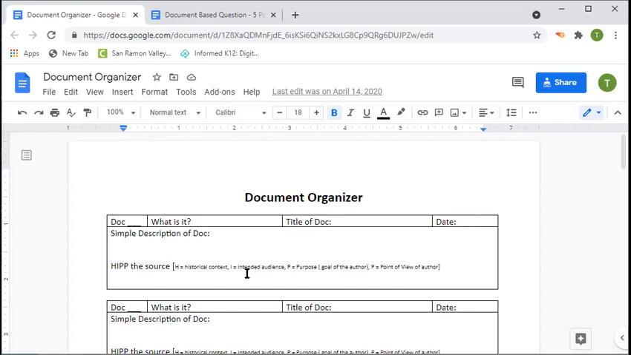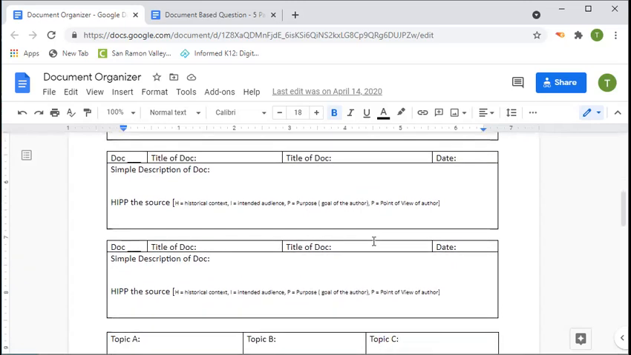Then this is basically the process that you're going to go through when you actually write a DBQ. Now, you probably won't take the time to actually fill out this document organizer, but you're at least going to mentally go through a process that's similar to this. You're going to evaluate all 7 of the documents.